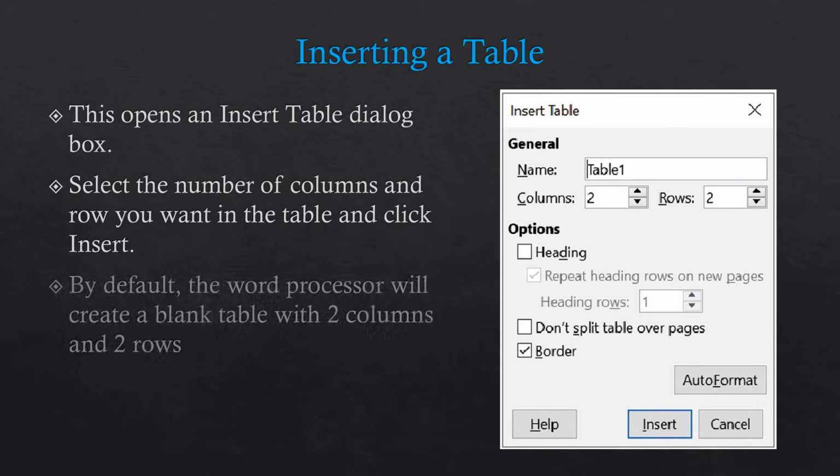By default, the word processor will create a blank table with 2 columns and 2 rows. This is the default setting. If you do not select the columns and rows by yourself, then only a 2 columns and 2 rows table will be displayed.